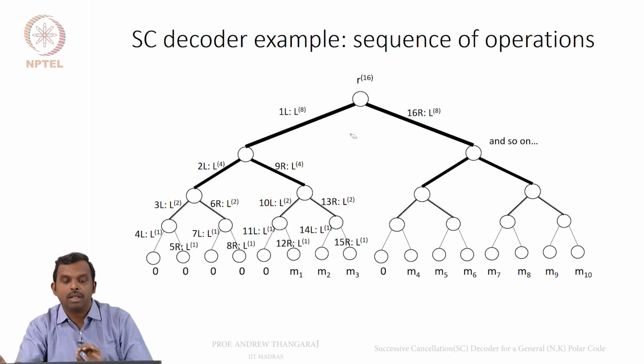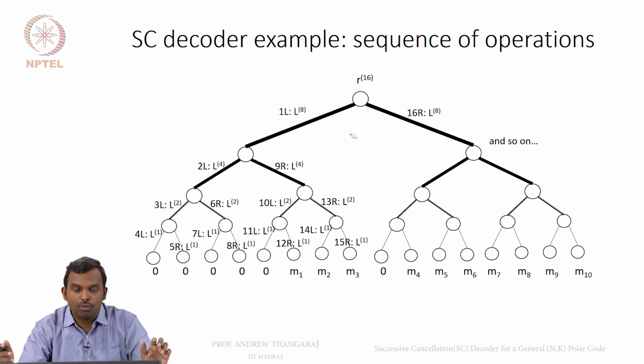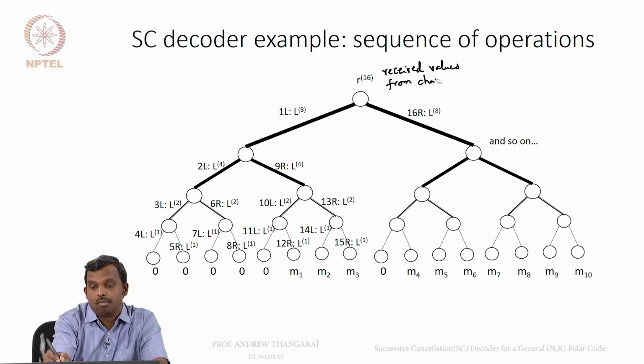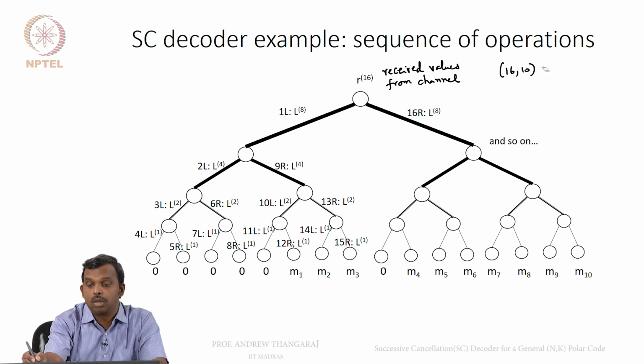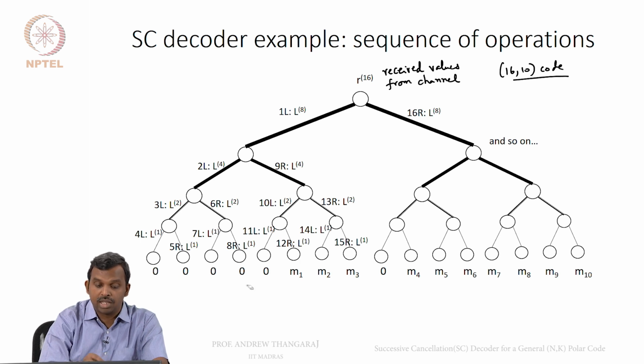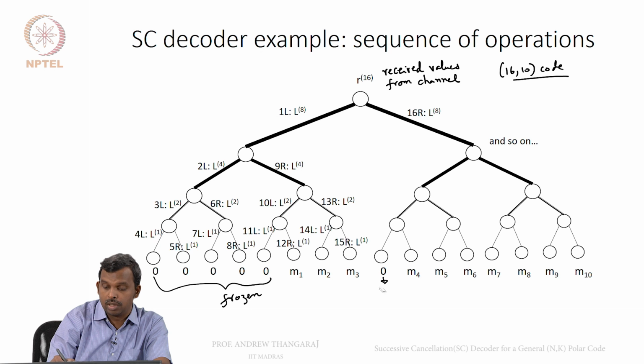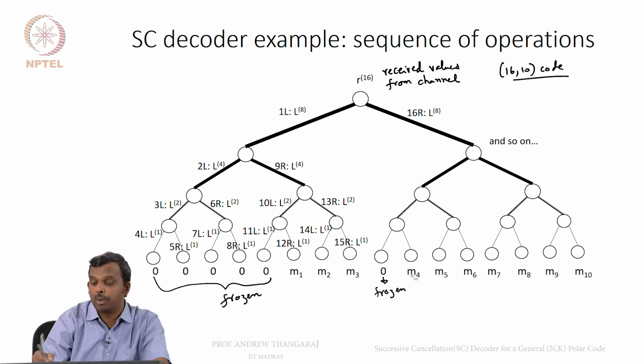Let's see one example, a very small example, where we'll follow through the operations. I'll indicate what the sequence of operations are. So these are the received values from the channel. I'm calling it R16. This is, I think, a 16,10 code. You can see the frozen positions here. Wherever I put 0, it's frozen. This is also frozen. The remaining positions are message bits.